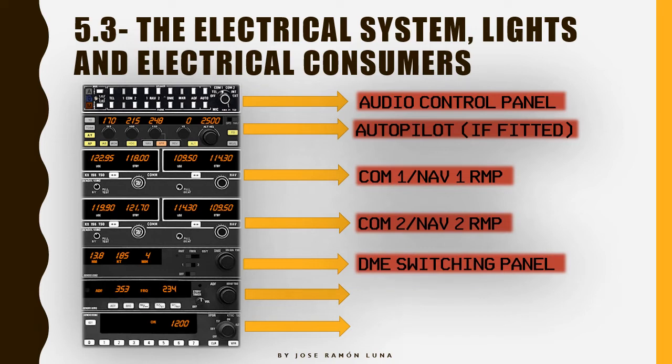Then we have the DME switching panel. This is just to control the DME system. We talked about it before. We will talk about it later. All right, so this is the ADF switching panel. Exactly the same, but for tuning NDB frequencies. When you study instrumental flying, you will for sure use these two.